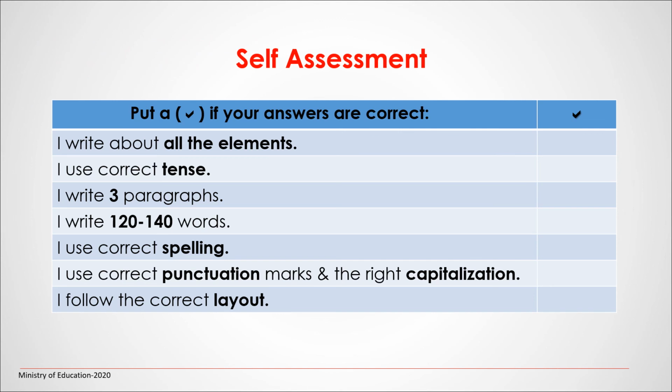After you finish writing the story, check these elements. Did you write all the elements? Did you use correct tense? Did you write 3 paragraphs? Did you write 120 to 140 words? Did you use correct spelling? Did you use punctuation marks and the right capitalization? Did you follow the correct layout? If you did this, it means your answers are correct.